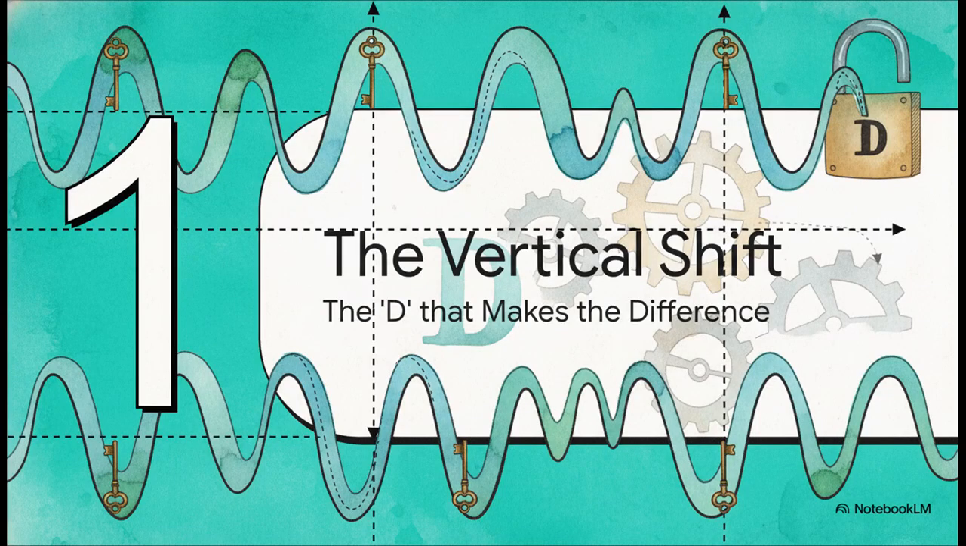So how do we move the wave? Well, it's actually pretty easy. We just add one new parameter to our function. It's called the vertical shift, and we usually represent it with the letter d. You can think of d as the key that unlocks all these real-world applications.